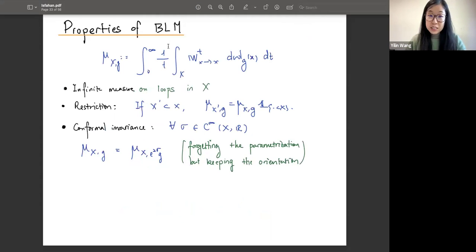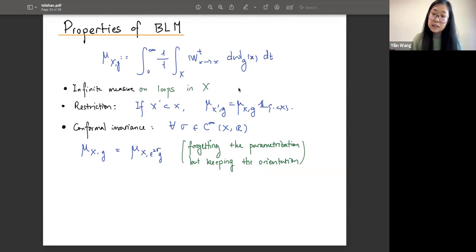Like already 1 over t itself is not integrable. It blows up when t goes to 0. It blows up when t goes to infinity. It's not integrable. But nevertheless, you can still define the measure. Now for a measure, we don't care whether it is infinite or not.